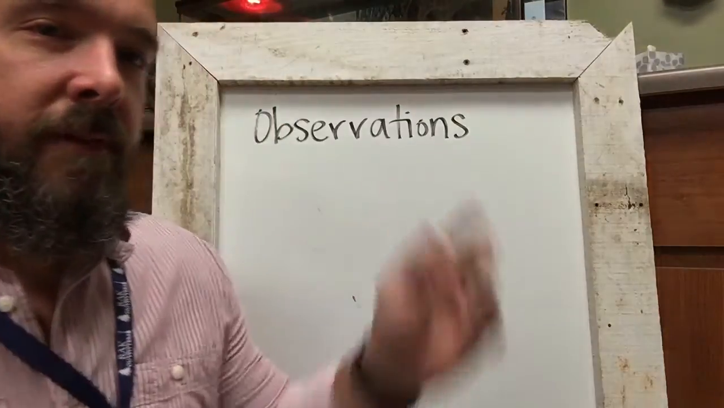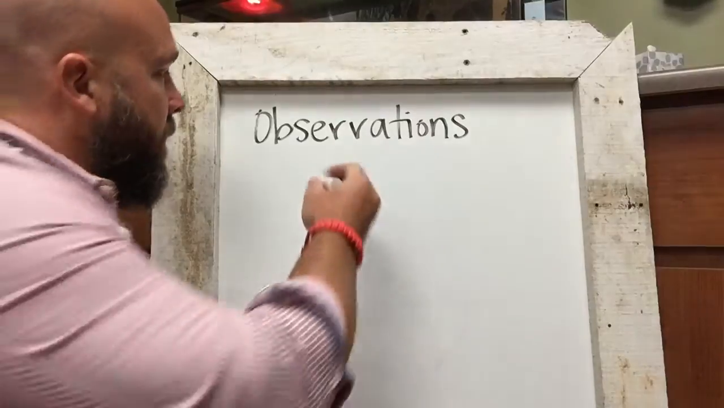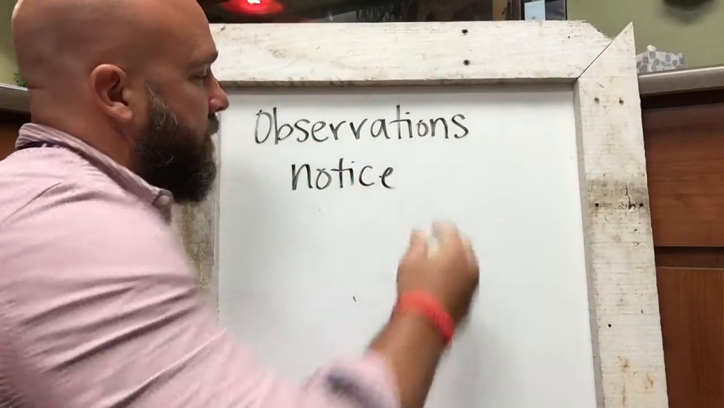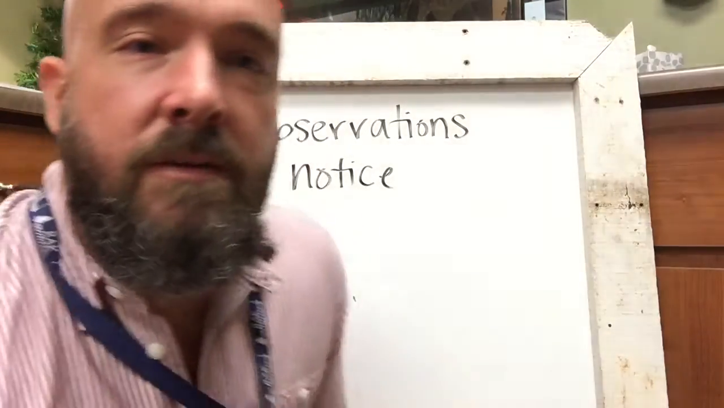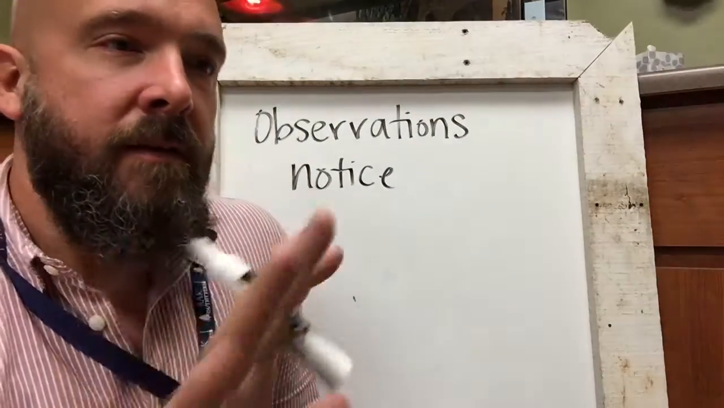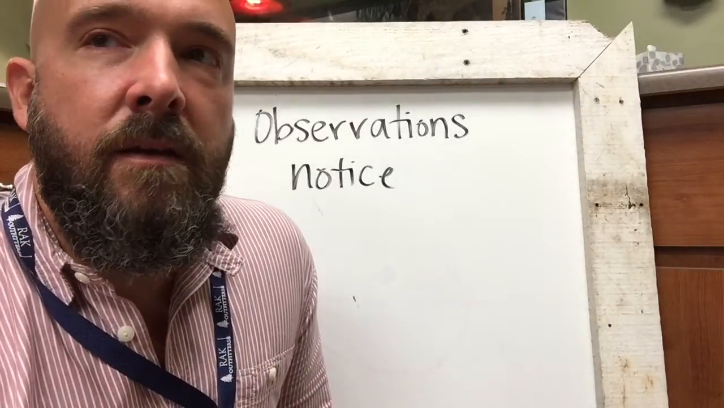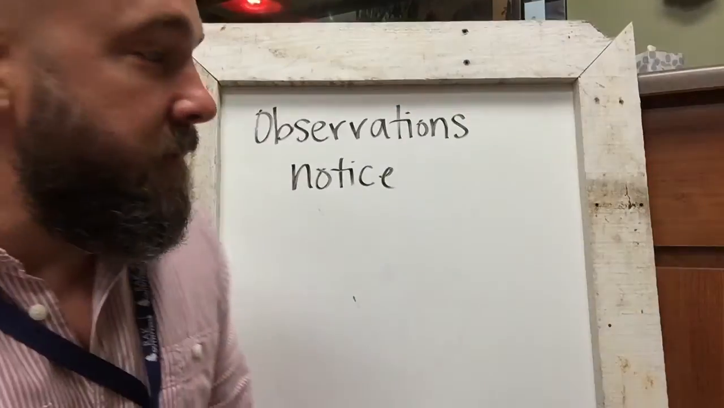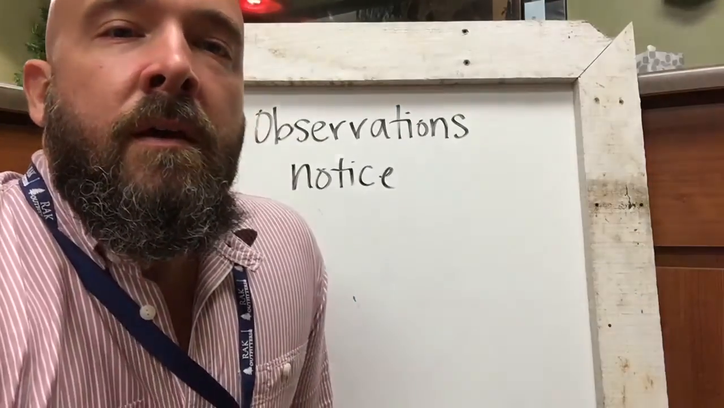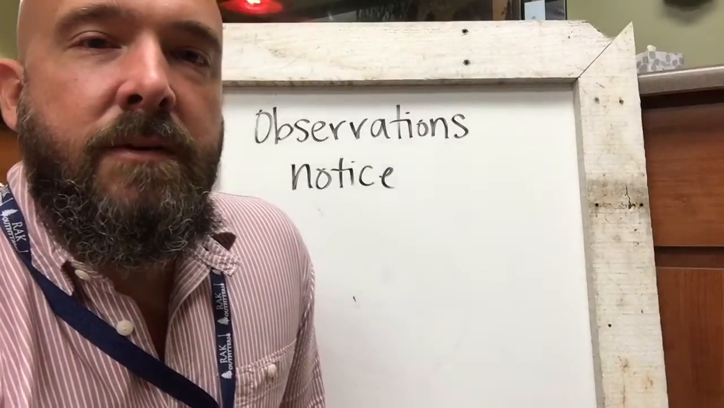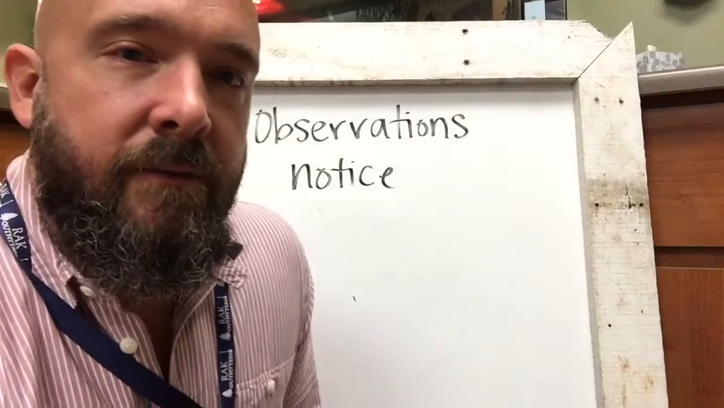So, observations are anything that you notice. Remember, we don't want it to require any thinking. We want you to be able to step back and see, and notice things for what they are and see the obvious sometimes. So, there are two different types of observations which produce two different types of data.